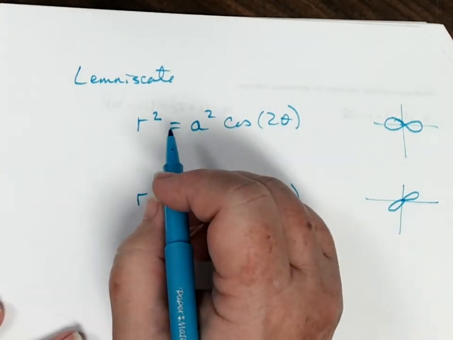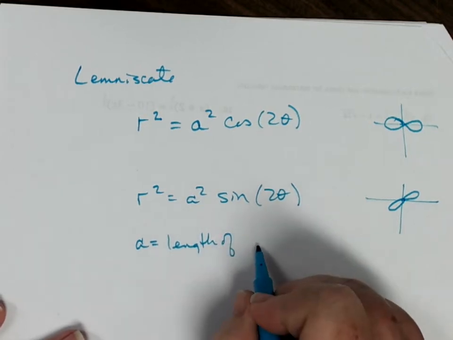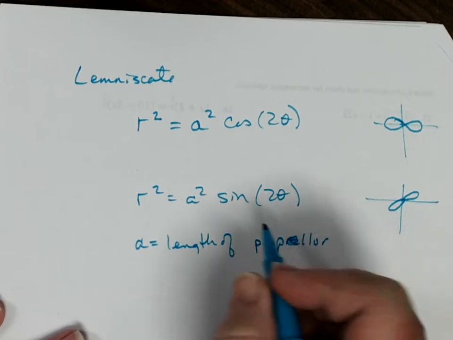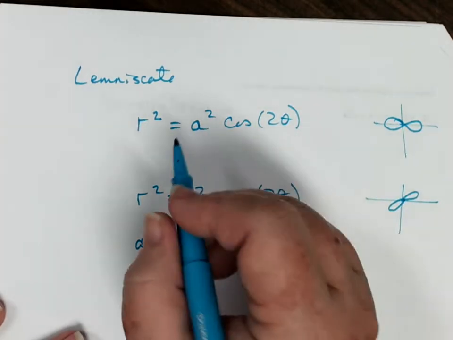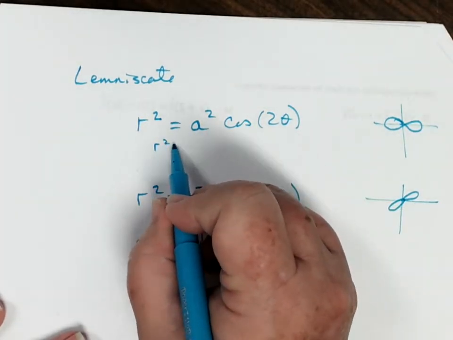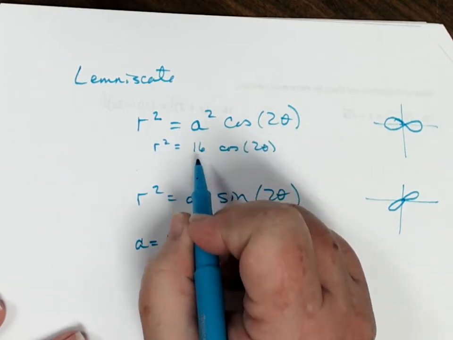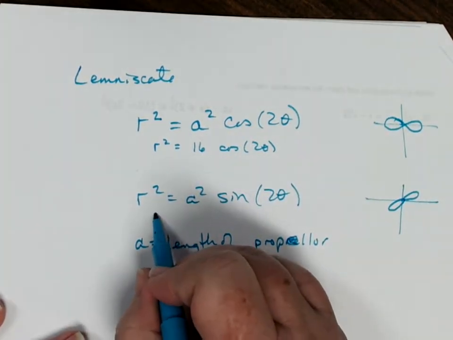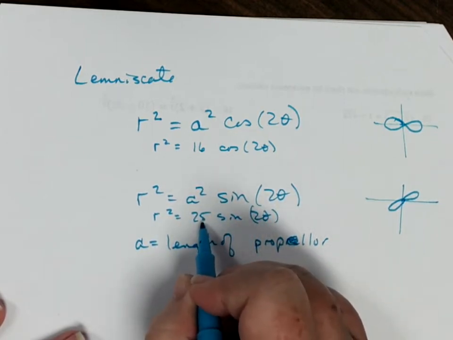The A is still the length of the propeller, or the pedal, whatever you want to call it. We're going to call it a propeller because that's what the book calls it. But this is A squared. So let's take an example. Let's say that I had R squared equals 16 cosine of 2 theta. A squared is 16, so the length of the propeller would be 4. And if I had R squared equals 25 sine of 2 theta, the A squared is 25, and therefore the length of the propeller would be 5.